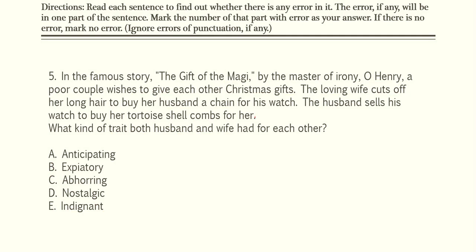In the famous story, The Gift of the Magi, by the master of irony, O. Henry, a poor couple wishes to give each other Christmas gifts. The loving wife cuts off her long hair to buy her husband a chain for his watch. The husband sells his watch to buy her tortoise shell combs for her.